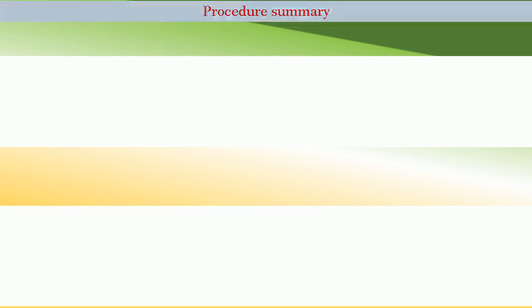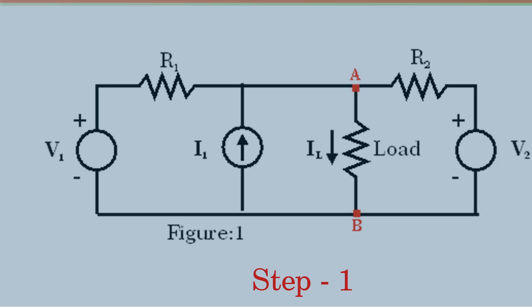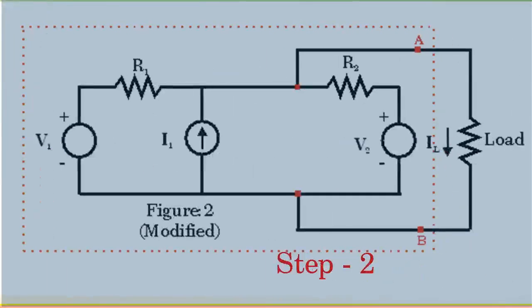Friends, let me summarize the procedure for solving the network using Thevenin's theorem. Step 1, which is very important: visualize the given network, identify the junction nodes, branches, independent loops, and the types of sources. Step 2: if the load branch is not separated from the rest of the network, modify the network.